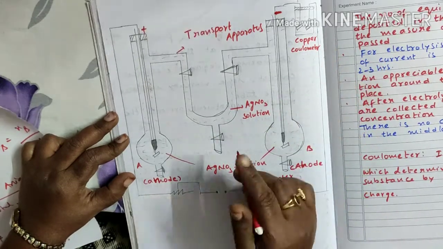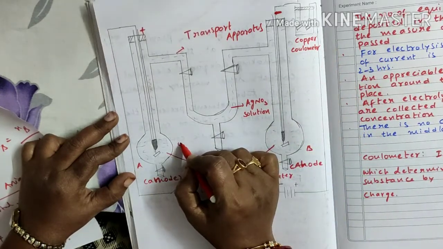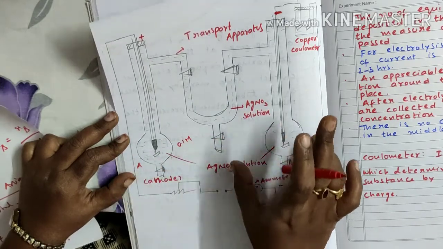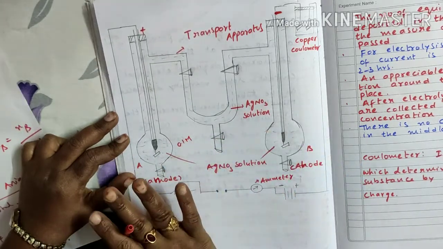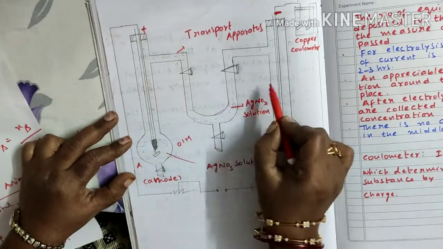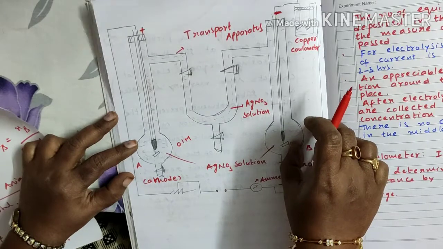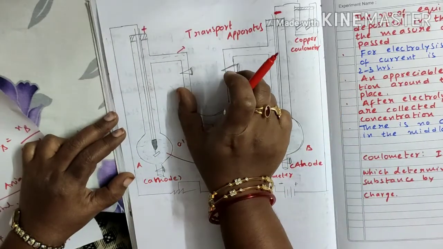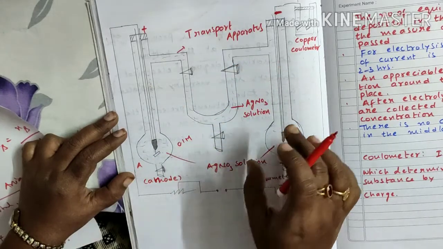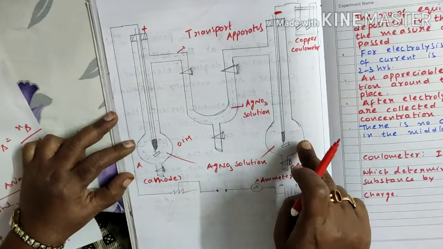So 0.1 molar silver nitrate solution is taken in the vertical tubes and the U tube. The two solutions in the vertical tubes are not intermixed with the U tube. We don't place an electrode in the U tube. We place electrodes in the two vertical tubes.